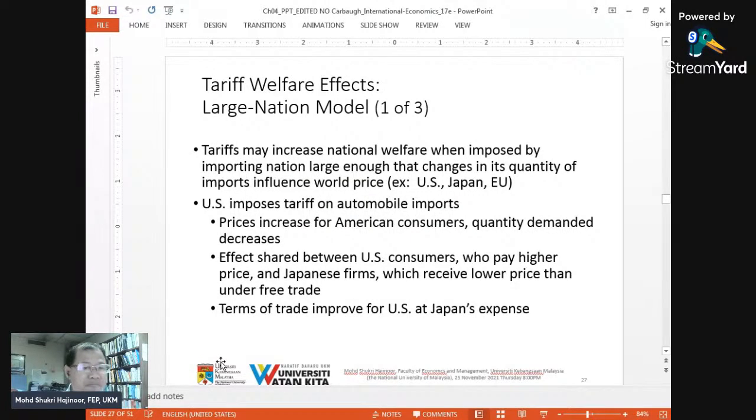Pardon me. Tariffs may increase national welfare when imposed by an importing nation large enough that it changes the quantity of imports and can influence the world price. The US imposes a tariff on automobile imports. It's a large country. Prices increase for American consumers. Quantity demanded decreases. The effect is shared between US consumers, who pay higher prices, and Japanese firms, which receive a lower price than under free trade. Terms of trade improves for the US at Japan's expense, actually.